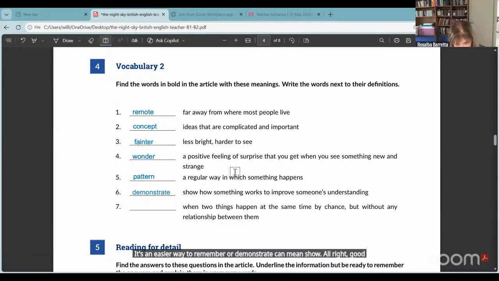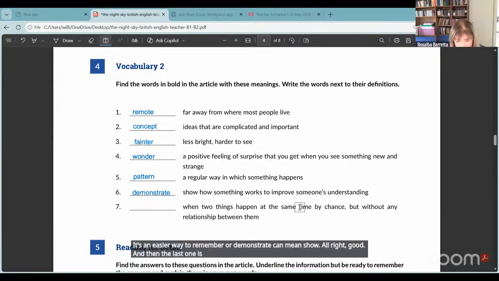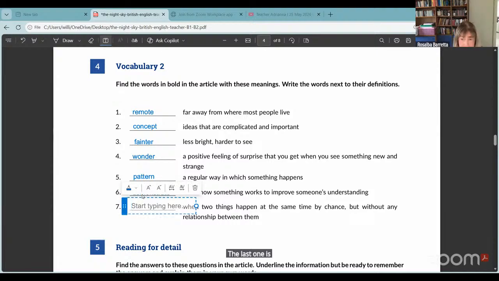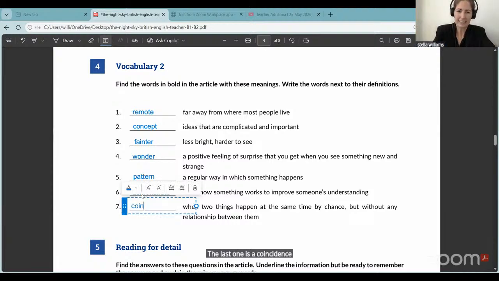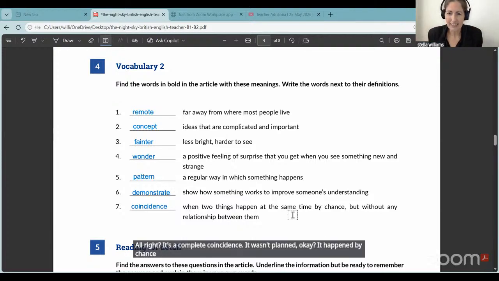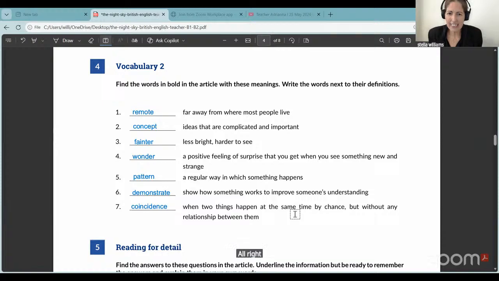And then the last one is when something happens by chance. The last one is coincidence. Yes. Okay. Very good. So when something happens by chance, it's a complete coincidence. It wasn't planned. It happened by chance. All right. Very good, guys.